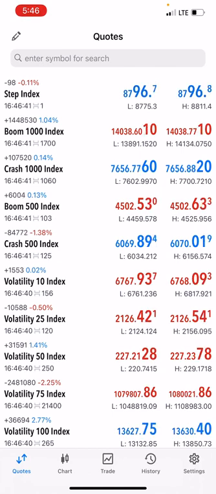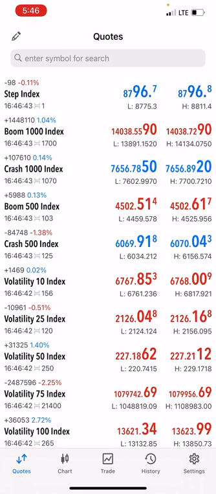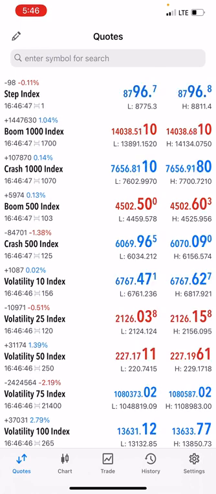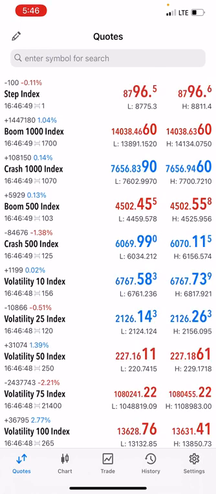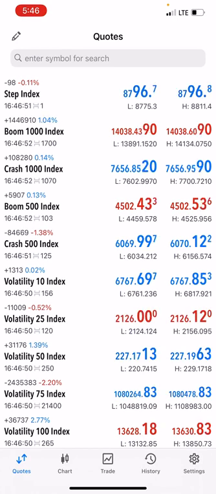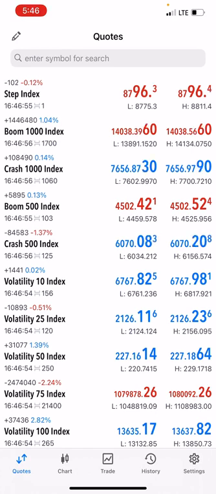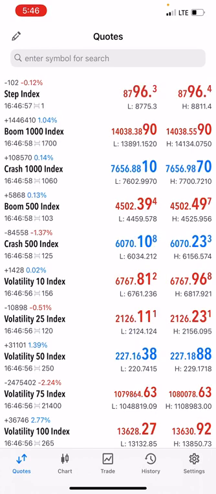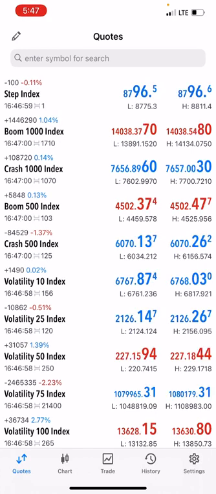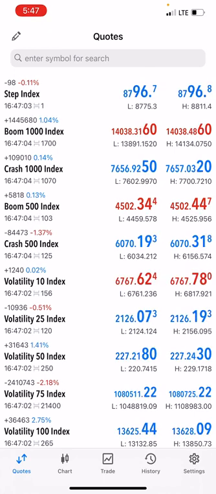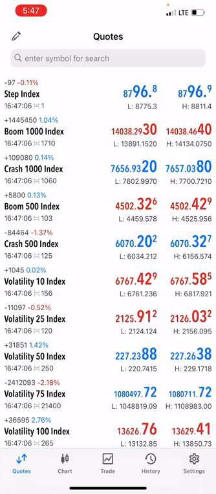Guys, in this video I'm going to show you how you can trade boom 1000 index. This strategy works for boom 1000 and boom 500. I dropped a video before on how to trade crash 1000 index, that is buying crash 1000 index. But this strategy I'm going to show you right now, you can use it to buy and sell boom 1000 and boom 500 index. It is a very powerful strategy.